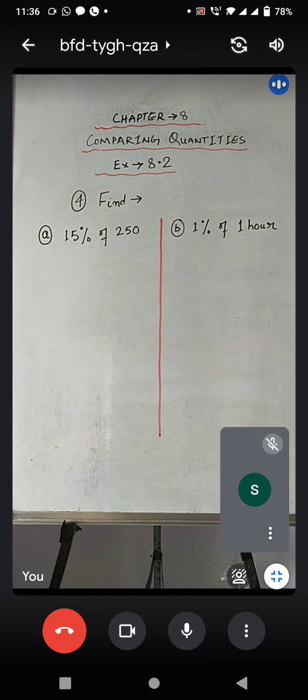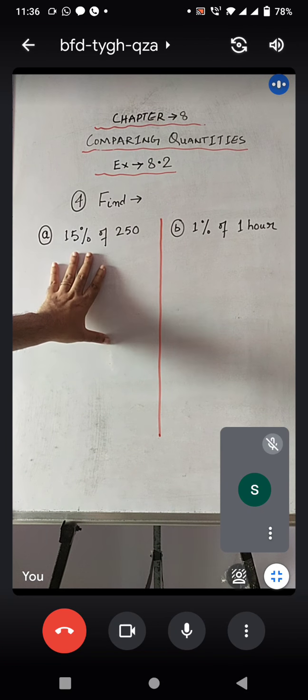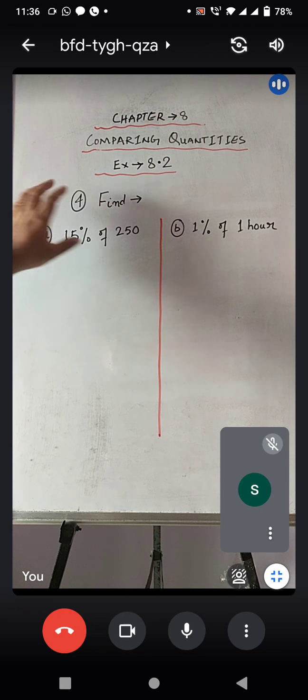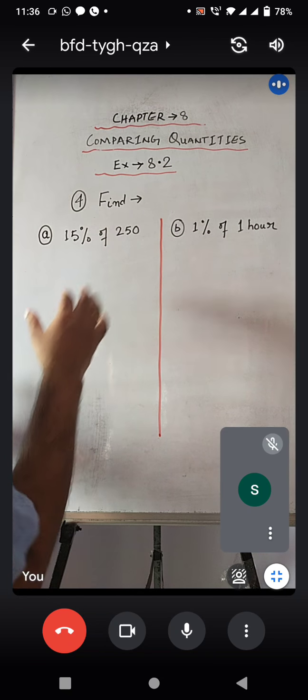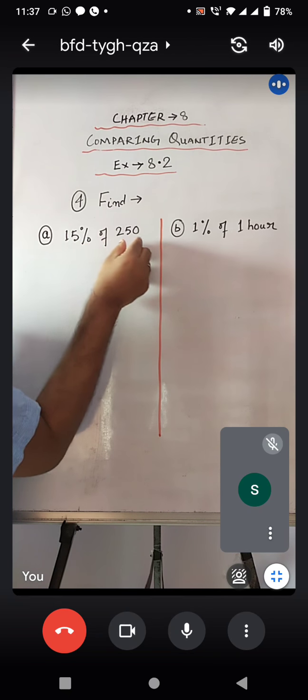So hello students, today I am going to explain question number 4 and 5 of exercise 8.2, chapter 8, Comparing Quantities. So at first I will explain sum number A and sum number B of question number 4. These are very easy. So what you have to find? You have to find 15% of 250.